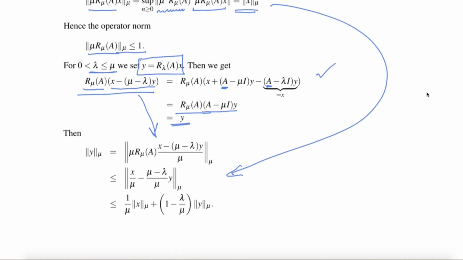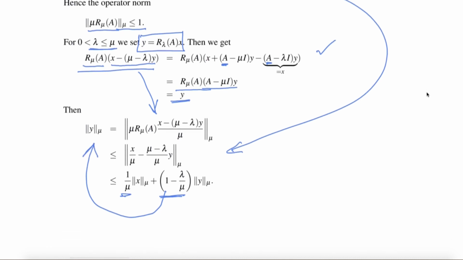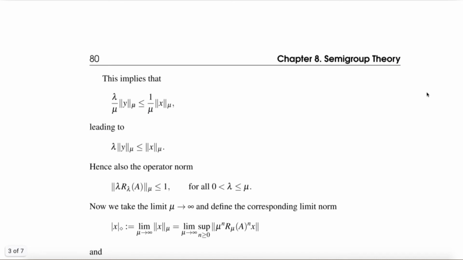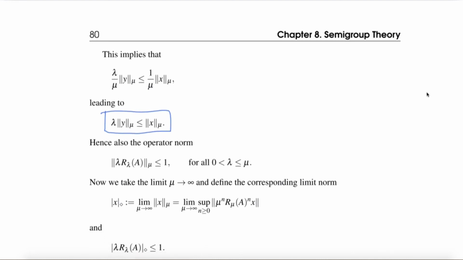So then we can take out the factors in front of this term and the factor in front of that term. And now here you have 1 times y in the mu norm, which you can marry with this guy. And what we then keep is lambda divided by mu of y in the mu norm is bounded by 1 over mu x in the mu norm. And then we multiply this by mu, so then we get this here, lambda y in the mu norm is bounded by x in the mu norm. So this means the operator lambda R_lambda A is also bounded by 1 for all lambda less or equal mu.